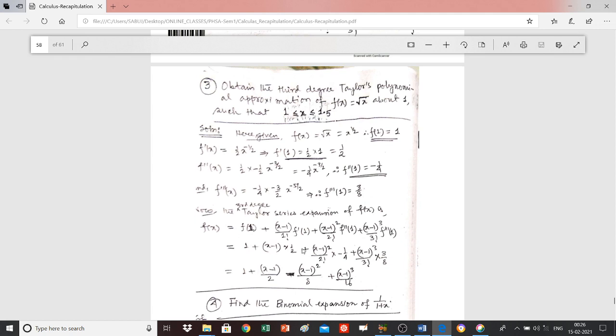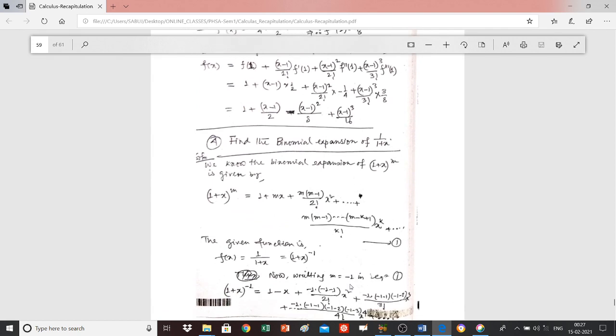So from here just simplify: 1, then (x minus 1) into half, then (x minus 1) square by 2 factorial, then into minus 1 by 4. Finally, 1 plus (x minus 1) by 2 minus (x minus 1) whole square by 8, then plus (x minus 1) cube by 16, and so on. So now another one is here.